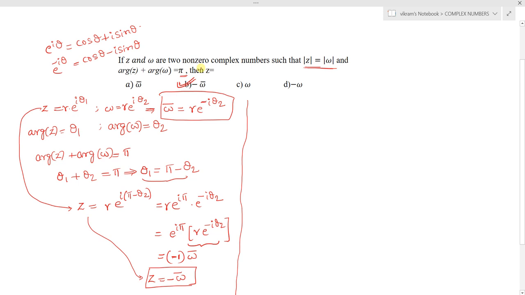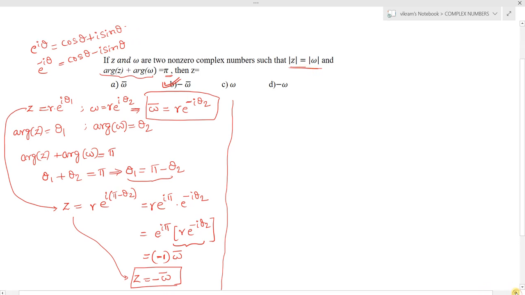If we consider the Euler's form directly, using the argument conditions, we obtain the required solution. But in the question, why has he given modulus of z equals modulus of w? Let us solve this in another way.